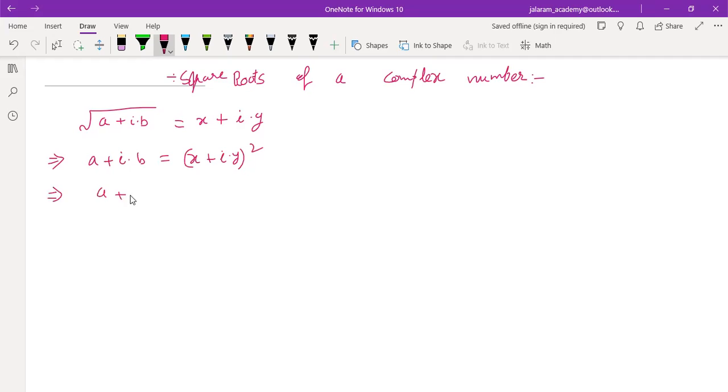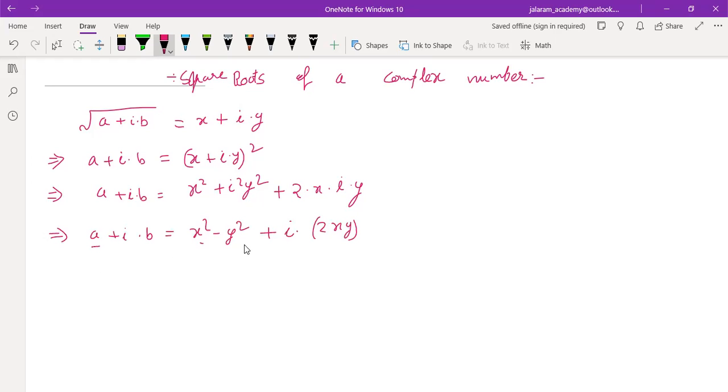It implies a plus ib equals x square plus i square y square plus 2x into iy. It implies a plus ib equals, the value of i square is -1, so x square minus y square plus i into 2xy. Now comparing the real parts and imaginary parts on both sides, we get x square minus y square equals a as the first equation, and 2xy equals b as the second equation.